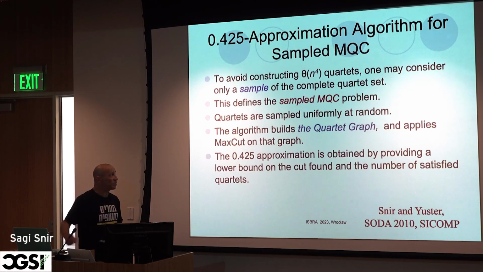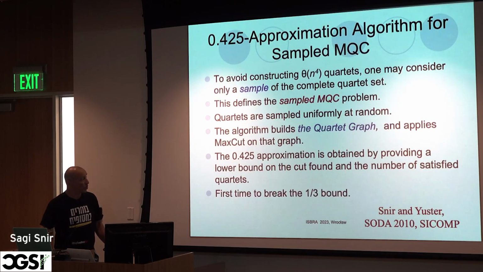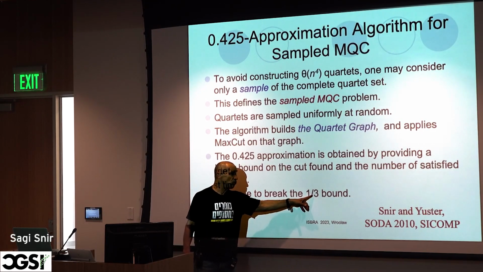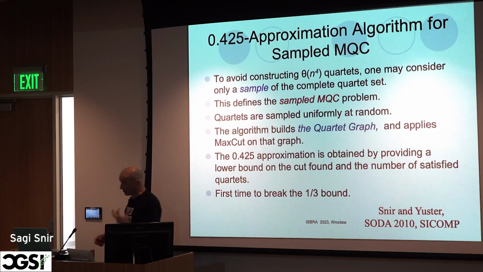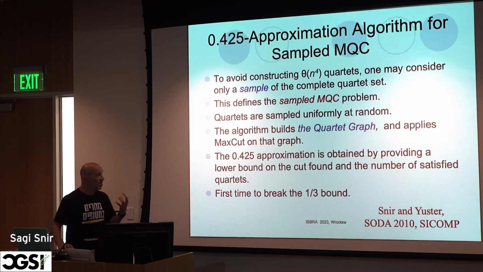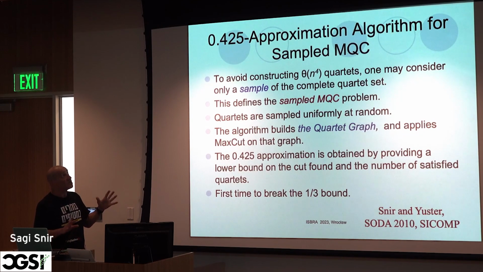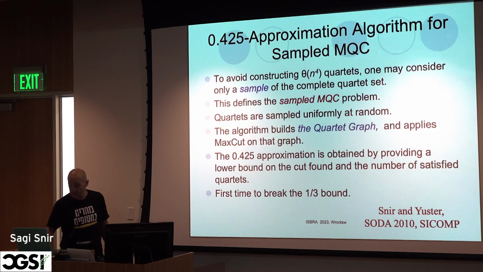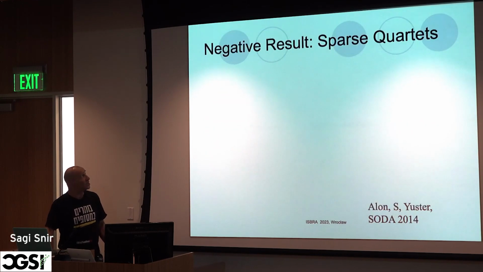So again, we build the quartet graph. And we broke the bound of the 1/3 that is achieved. The 1/3 is some bound that has existed for 40 years. So that was the first time to break that bound, but on sampled triplets.